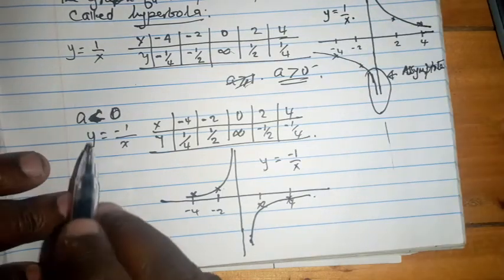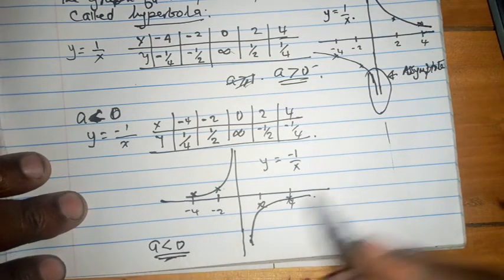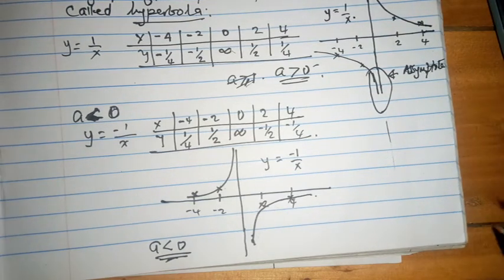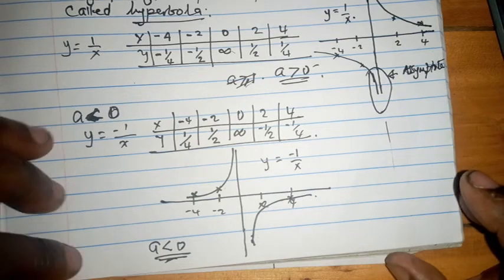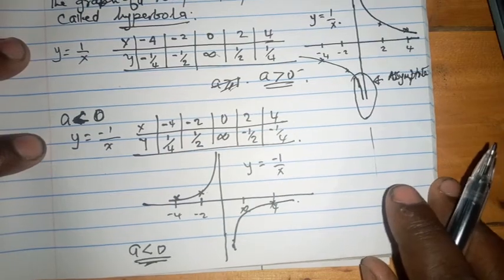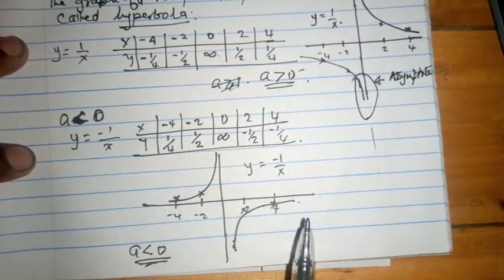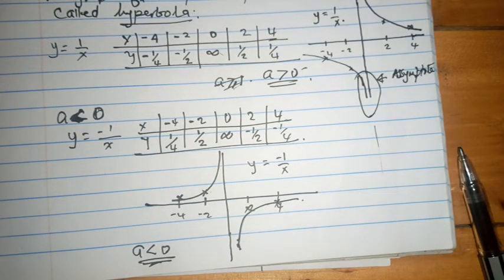So you can see when a is less than 0, we have this kind of graph. When a is greater than 0, we have this kind of graph. You may combine the two graphs in the same set of axes and find something that looks very beautiful. But for now, let us say reciprocal graphs generally look like this, unless they are transformed, and then we will see what happens when they are transformed.